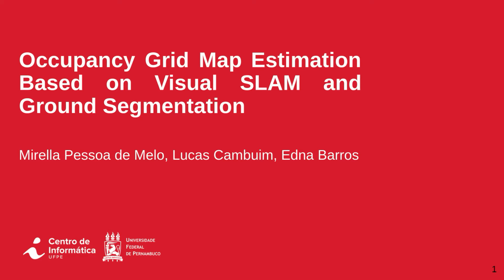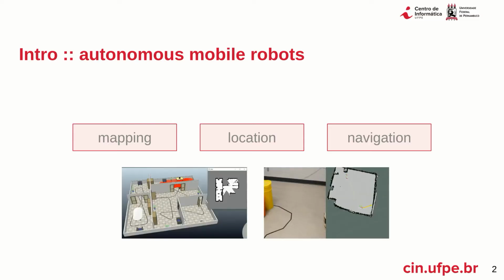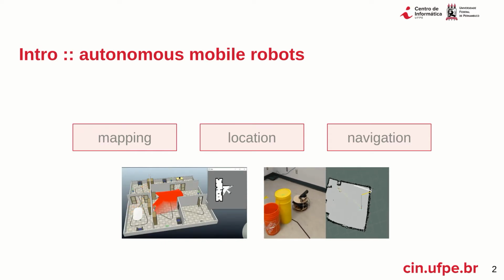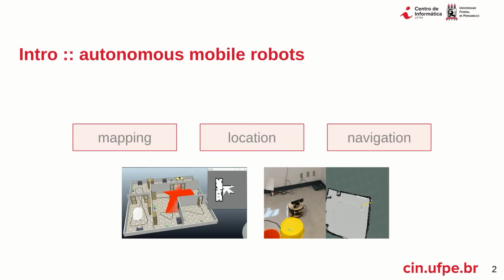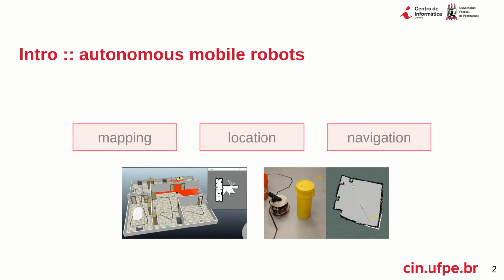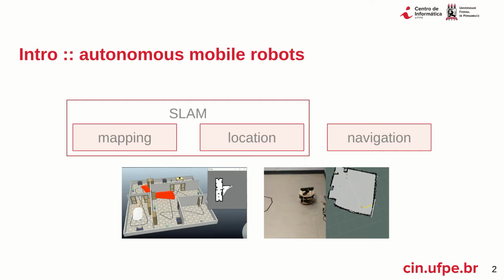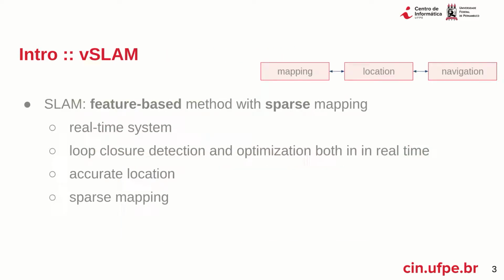Hello everyone, I'm glad to present the work Occupancy Grid Map Estimation based on visual SLAM and ground segmentation. Regarding autonomous mobile robots, it is possible to highlight three aspects: perception on mapping, location, and navigation. A powerful ally for more robotics autonomy is the SLAM algorithms, representing an intersection of mapping and location.